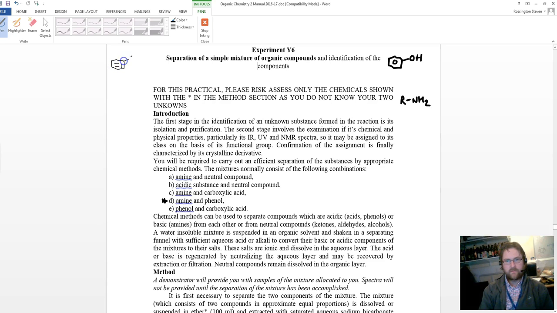phenol and as well N,N-diethyl aniline as well. So these were our two molecules. So this was the procedure we were following. This was the choice of amine and phenol.